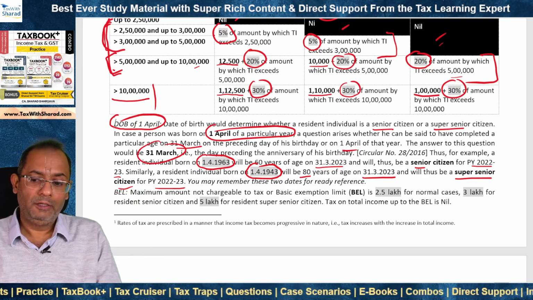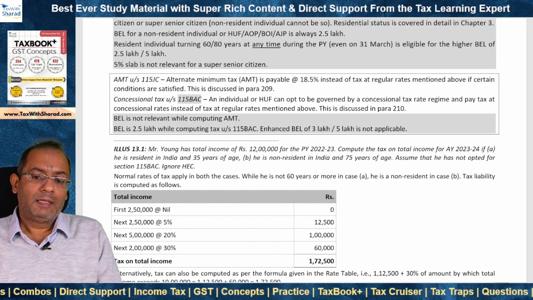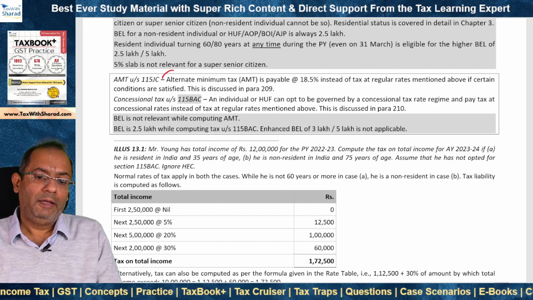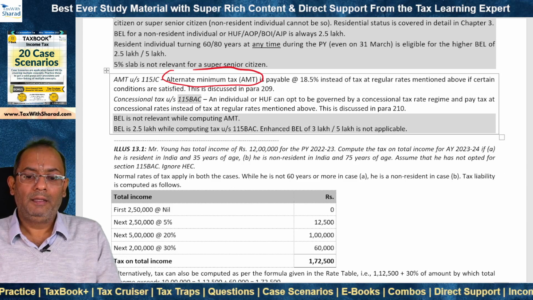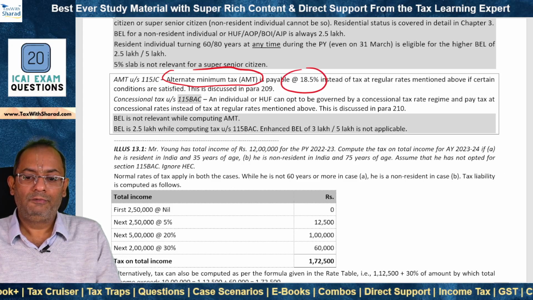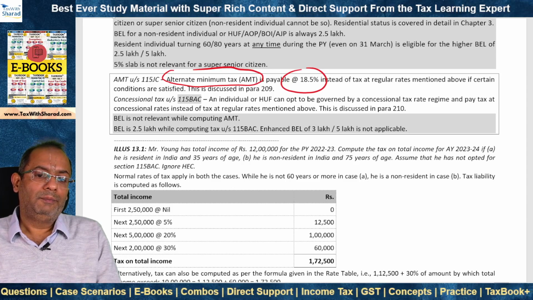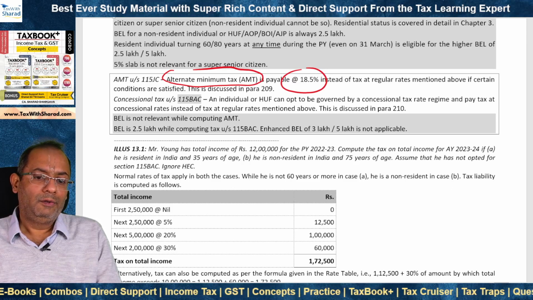The slab rates which we discussed above are not applicable when tax is payable in the form of AMT, that is alternate minimum tax, because AMT is payable at the rate of 18.5% instead of tax at the regular rates mentioned above in the table. The provisions of AMT we will discuss in a later video.